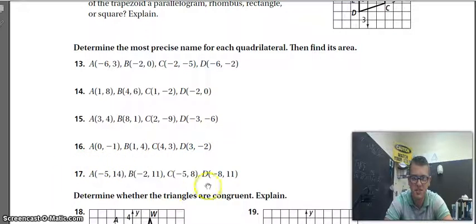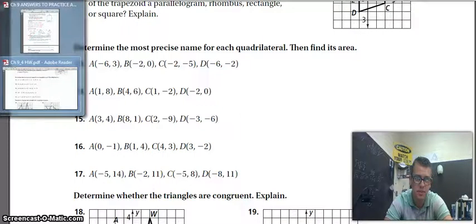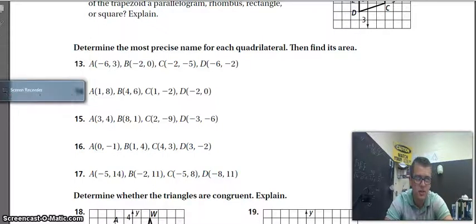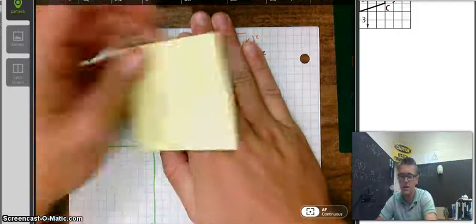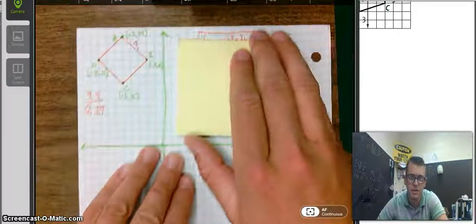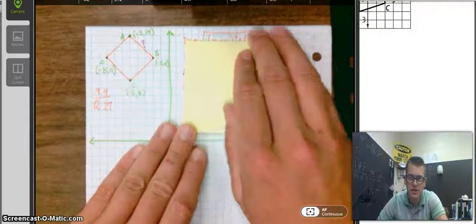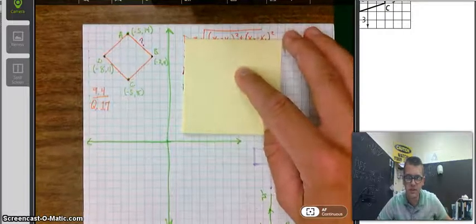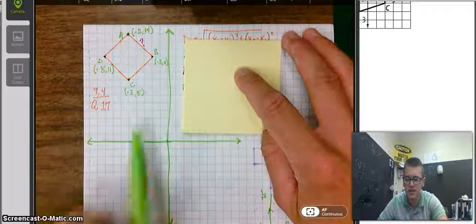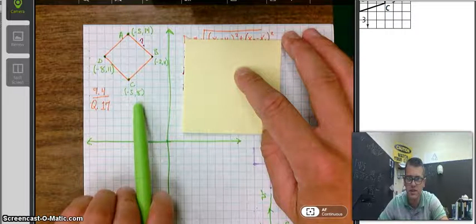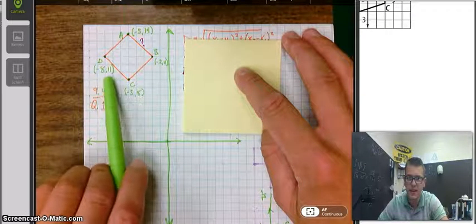So we're going to look at question 17 here, of placing points on the coordinate grid, first to make a polygon, and then determine what that polygon actually is. So what we should have when we place these points is A, B, C, D here. A is at negative 5, 14, B is at negative 2, 11, C is at negative 5, 8, and D is at negative 8, 11.